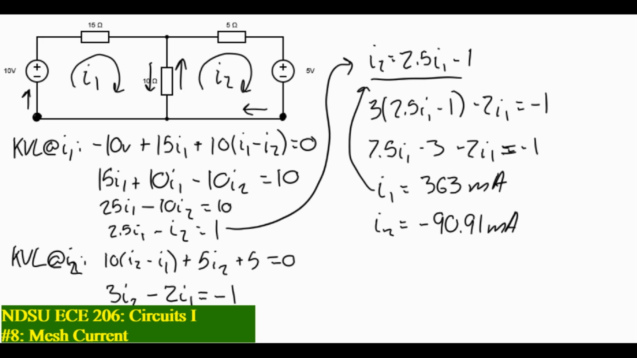Okay, we got a negative number. We got a negative current. What does that mean? It's rather simple. The way that we have I2 labeled is not the actual direction in which I2 is flowing. It's actually going in the opposite direction.